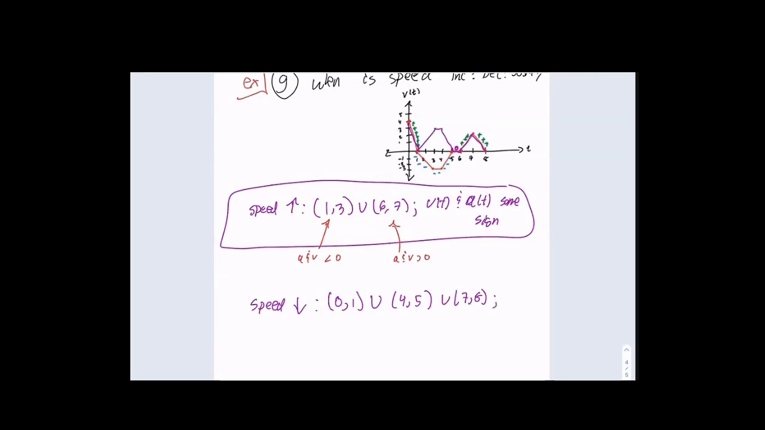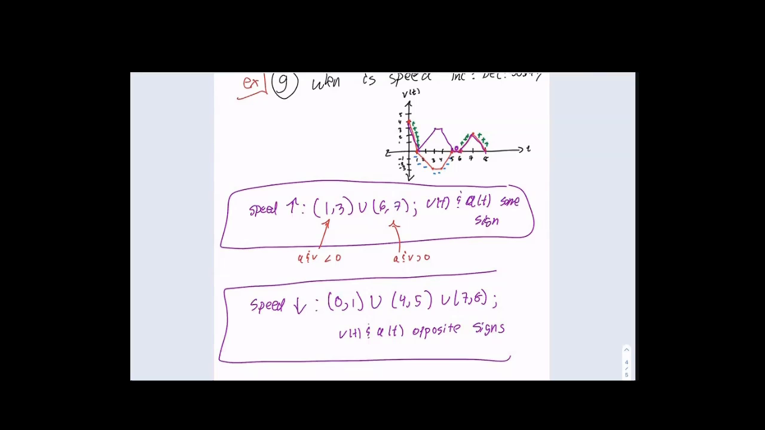And the reason is because V of t and A of t have opposite signs. And that's what I have.